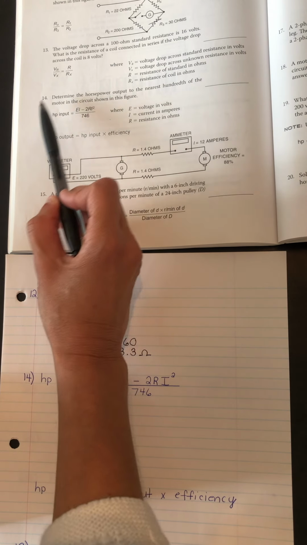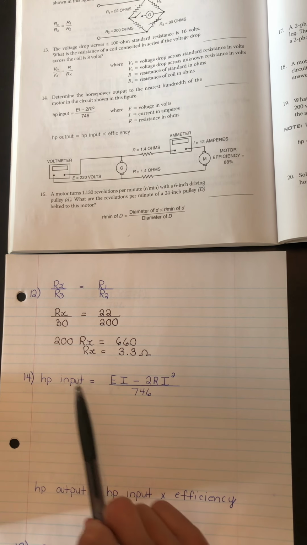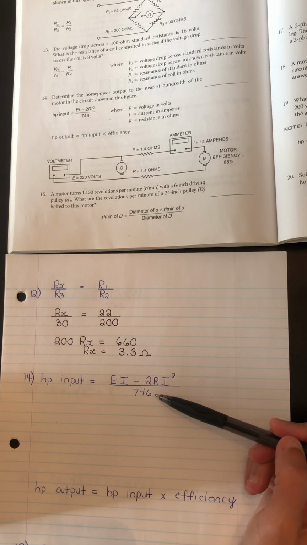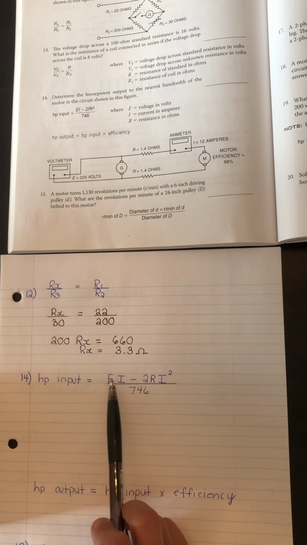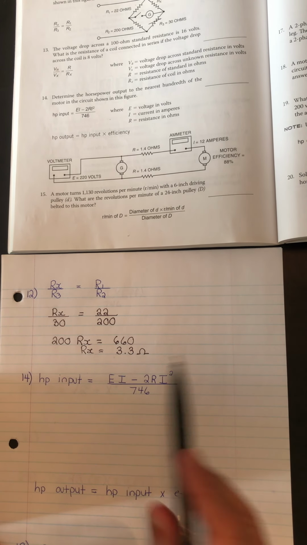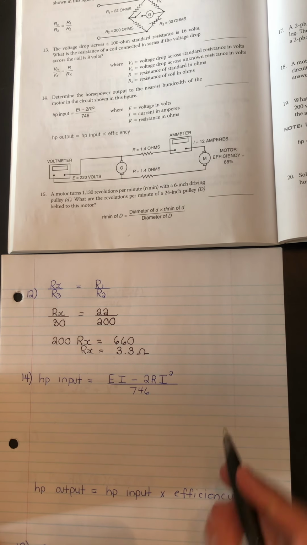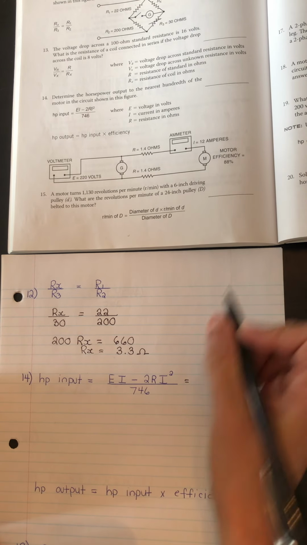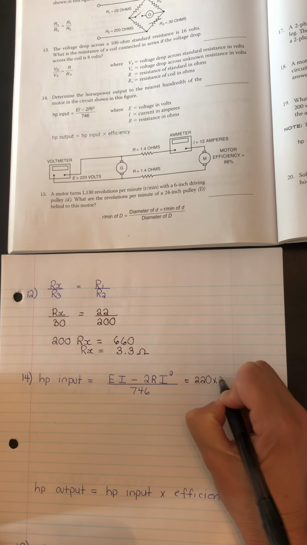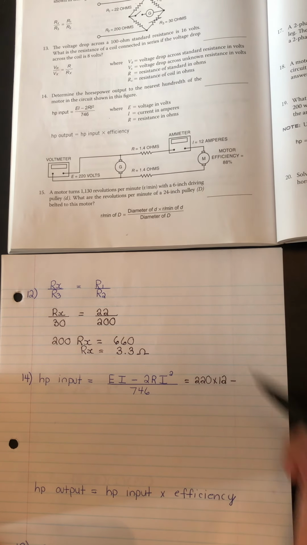Okay, so we're given this formula. First, this will give us the power not in watts, but rather in horsepower, because we're dividing by 746. All right, so we just need to take the difference between these two power values. So we're going to substitute all of the quantities into this equation. So we will do E times I, which is 220 times 12, minus 2 times R. Okay, so R is 1.4.